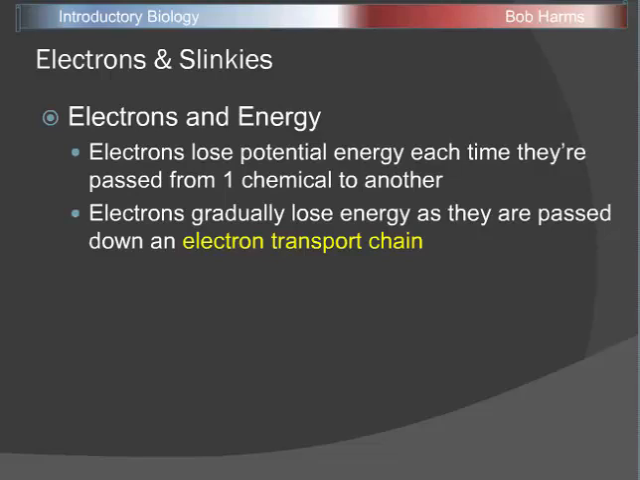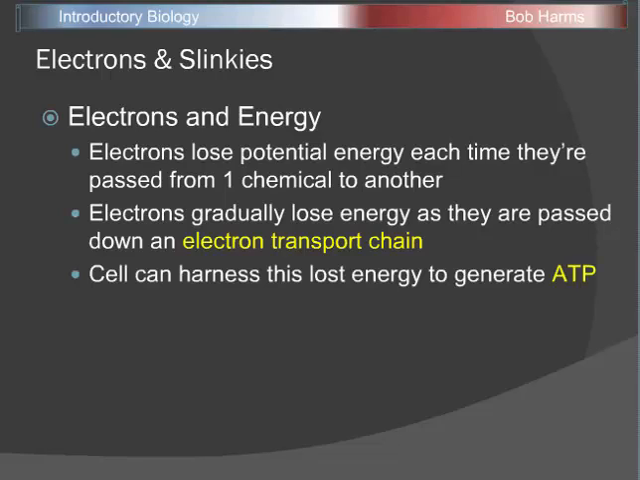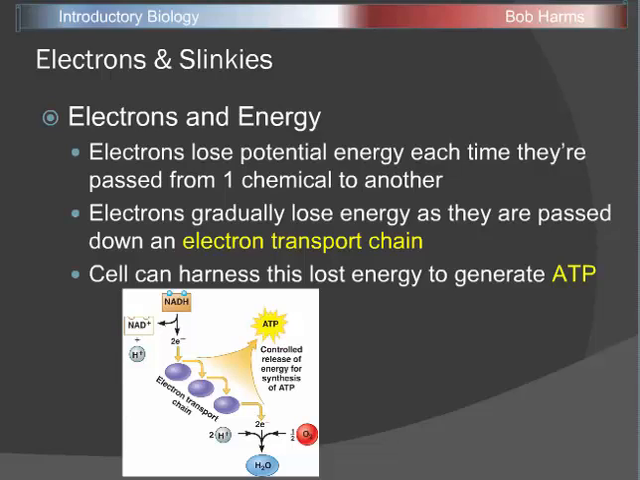Now the energy that the electron is losing isn't completely lost to the cell. In fact, the cell is going to harness some of that energy. As that energy is lost from the electron, the cell tries to harness it, and that energy is used to generate some of the ATPs, some of our usable energy. Here's a picture from your book showing that. NADH gets oxidized, meaning it's going to lose some electrons. Those electrons then get passed from one protein to another down this chain of chemicals. That's our electron transport chain. At each step it loses a little bit of energy, and that energy is used to harness ATP.